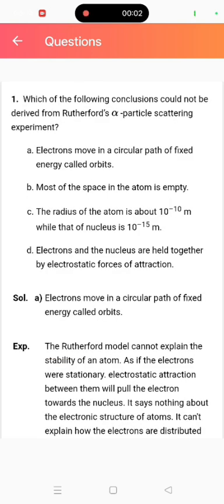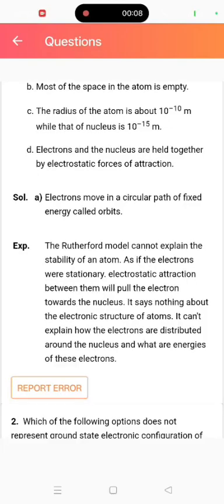See, now we'll be discussing the questions from the second chapter, structure of the atom. From the first chapter, almost 10 to 15 questions we completed. Now, second chapter, okay, structure of the atom.